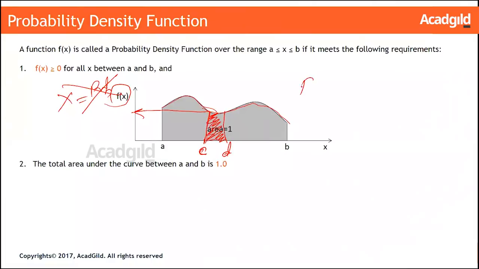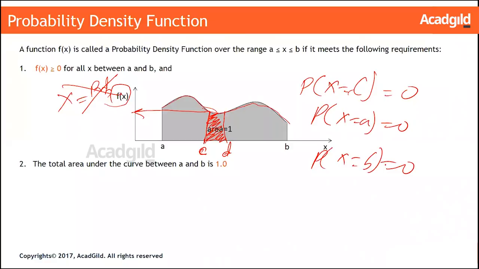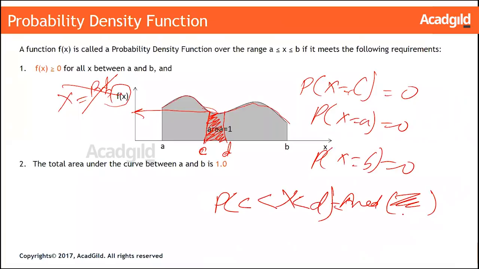The probability of X equal to C is equal to 0, probability of X equal to A is equal to 0, probability of X equal to B is equal to 0. I can only ask what is the probability of C less than X less than D, and that is equal to the area under the curve. What is the probability of A less than X less than B? That is the entire area, and that is equal to 1.